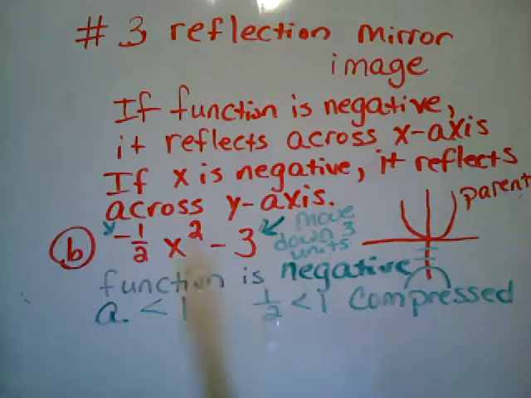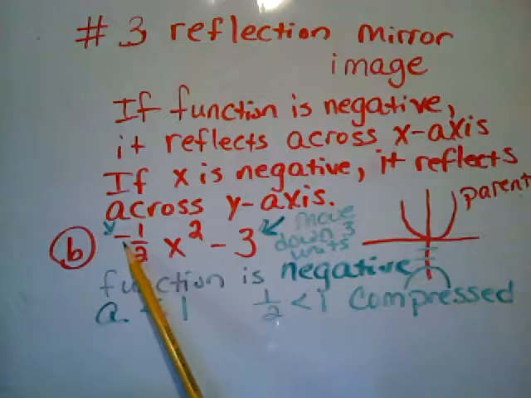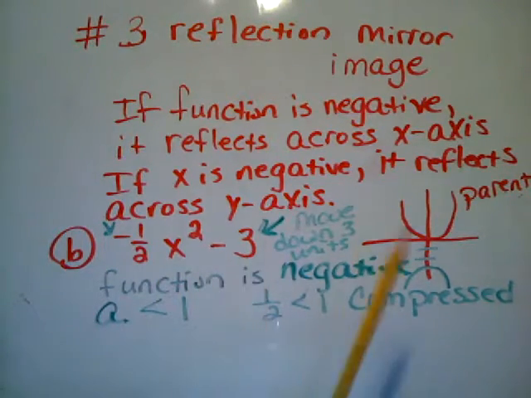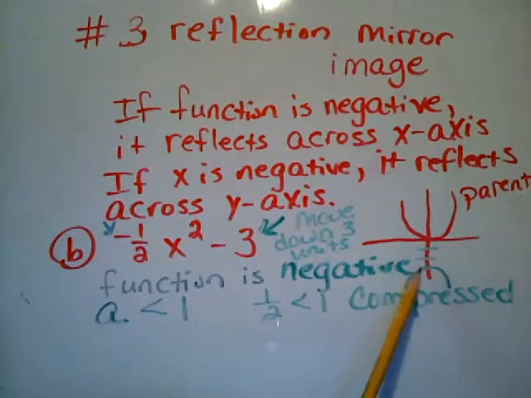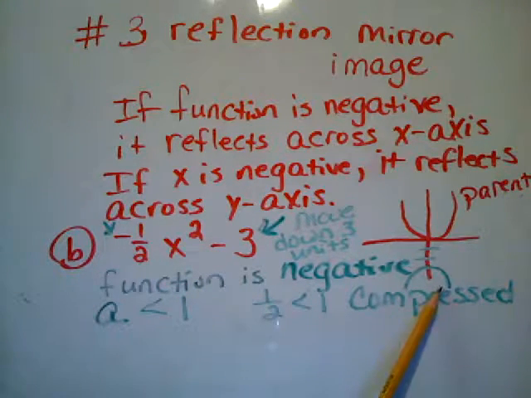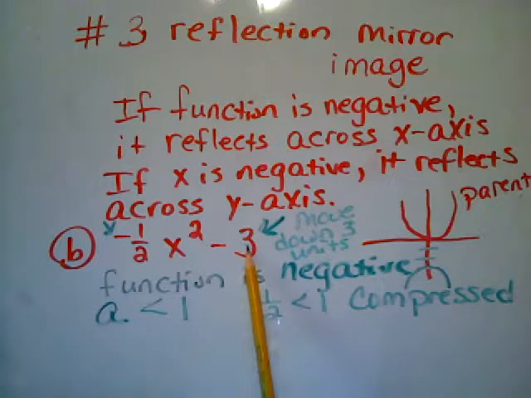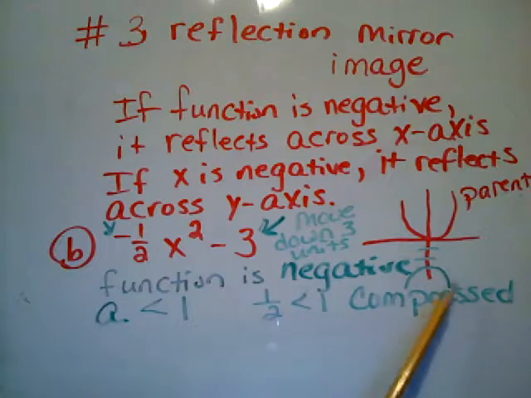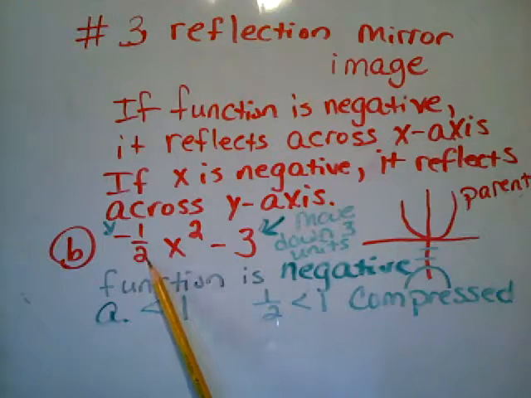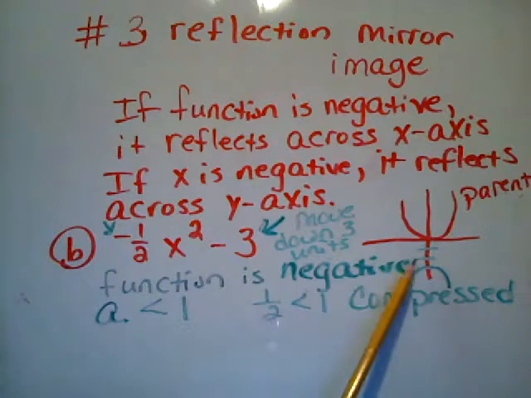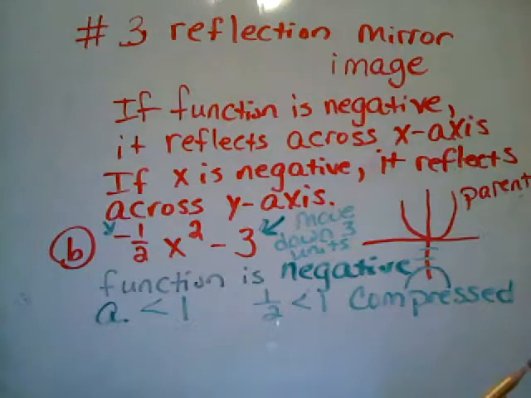Our new thing that we're going to talk about is this negative sign right here. This negative sign makes our function negative. So it's going to be a mirrored image across the x-axis. And we know that negative turns our parabolas upside down. So I moved it down 3, 1, 2, 3, because that's what c told me to do. I'm leaving it compressed. Compressed means wider because the half is less than 1. And now I'm flipping it upside down because it's a mirror image.